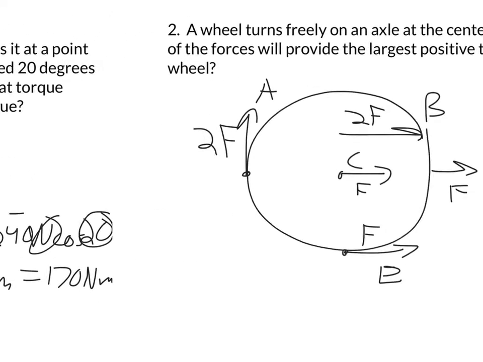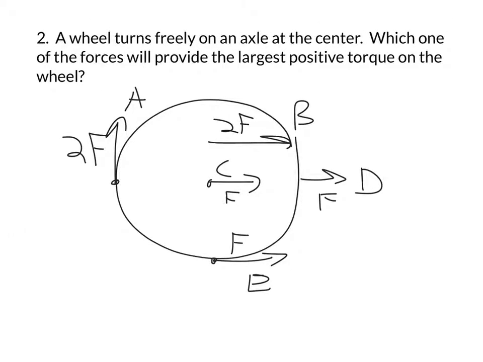All right, moving on. Pictures. Pretty straightforward. One big wheel spinning around the center where we kind of expect it to. And we want to find, let's see, which one of the forces, keyword, largest positive torque on the wheel.